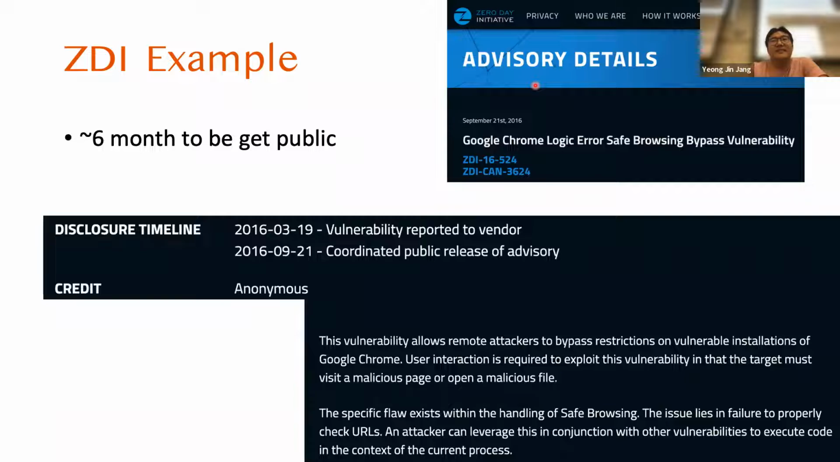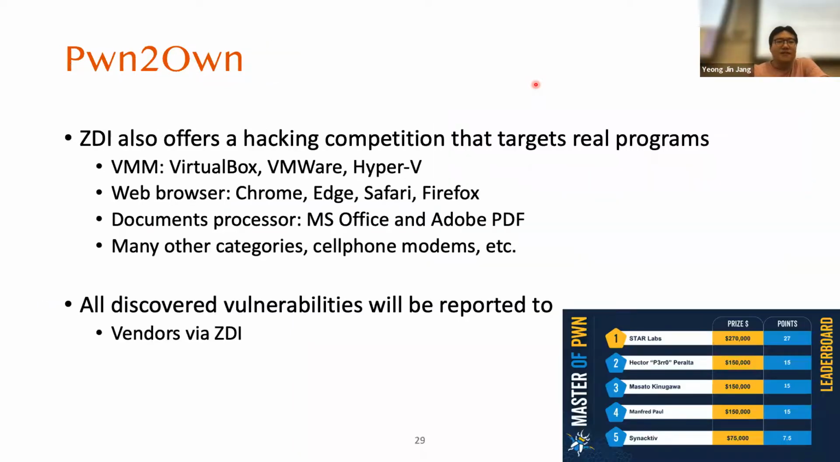And then ZDI publicly accepts vulnerabilities and reports them to the vendors. But they also offer a fun hacking competition that targets real programs. The competition is Pwn2Own. It's something like attack the machine and get some cash. It is a conference and competition that always happens in Vancouver, Canada, around March or April, and they announce the targets a year ahead.